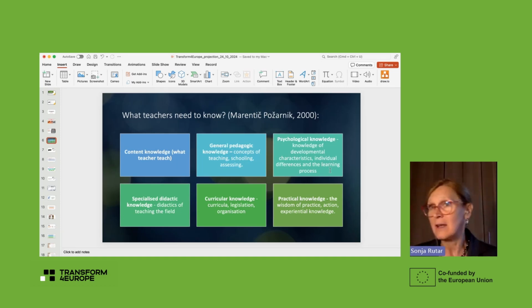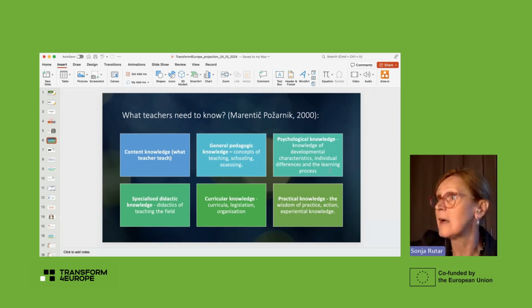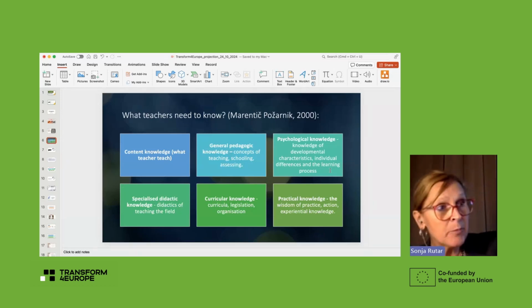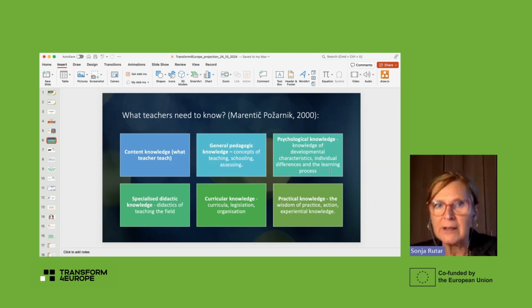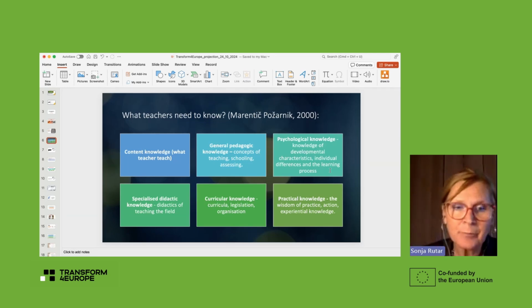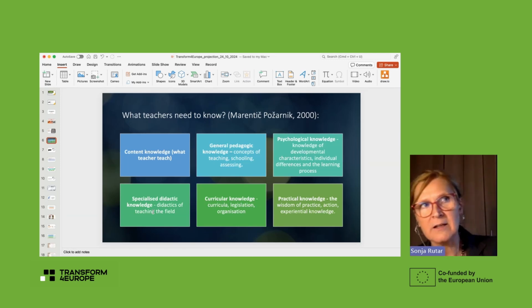Also, for example, if you work in the field of adults, we have to know the developmental characteristics of adults or older people and so on. If you work in preschool education, we have to be aware of the developmental characteristics of children. If you work in this field, we have to know the characteristics of those people. It means from 18 till 30 at least. And then we need specialized didactic knowledge, which is connected with our content knowledge. So if we teach math, many times it's totally different didactics than if we teach, I don't know, maybe philosophy.